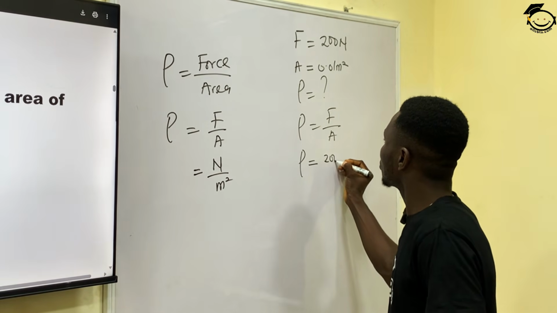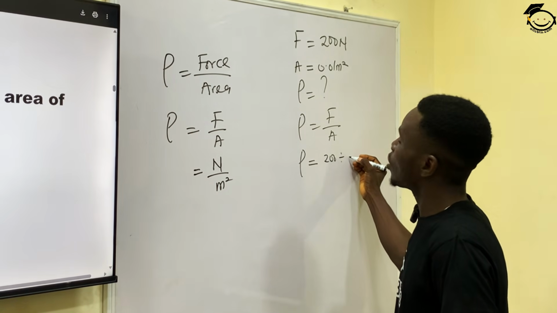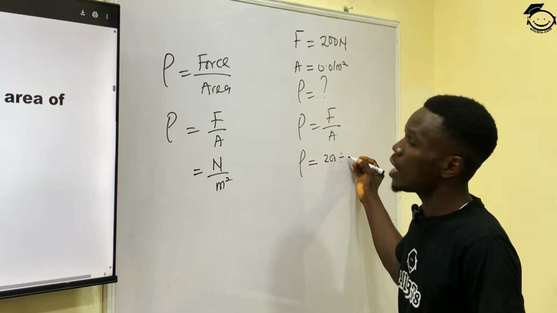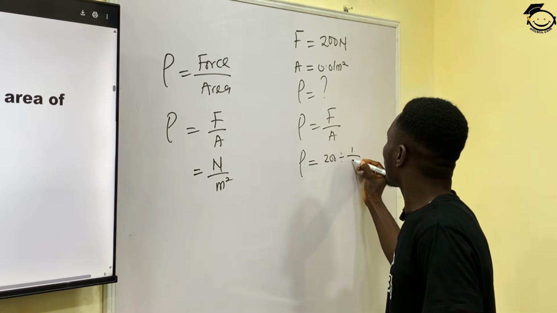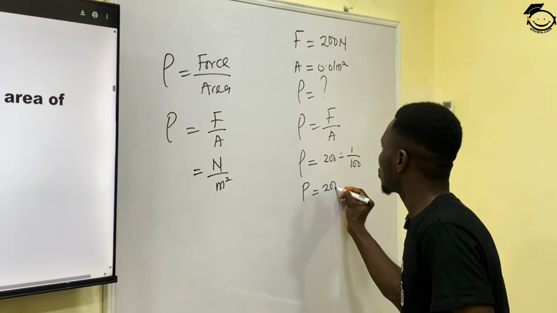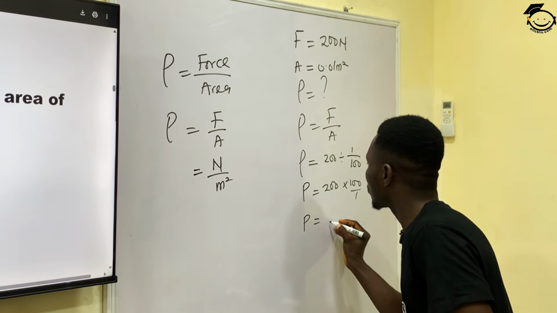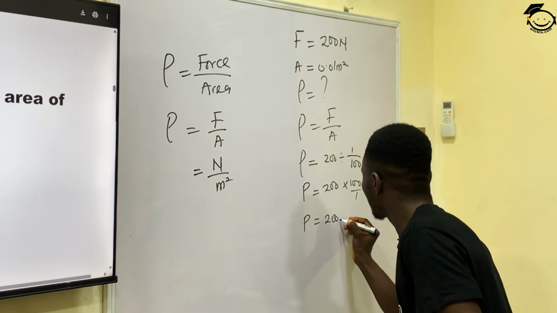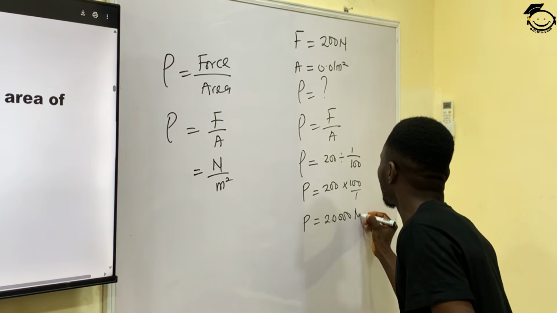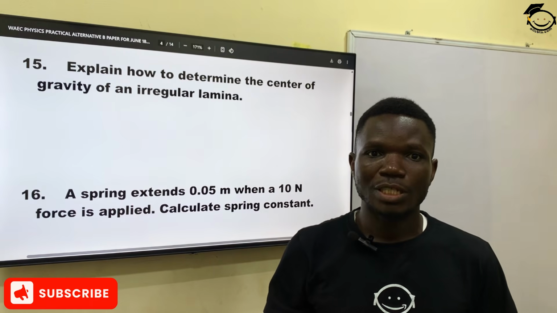And since our force and our area have been given, it means that my pressure is equal to 200 divided by 0.01. If you convert this 0.01 to a fraction so that our calculations will be a lot easier, this will give me 1 over 100. So it means that my pressure is equal to 200 times 100 over 1. It means that my pressure is equal to 20,000 Newton per meter square.